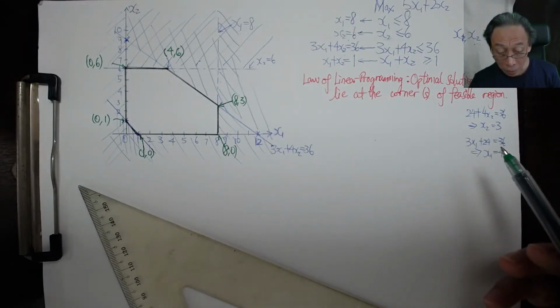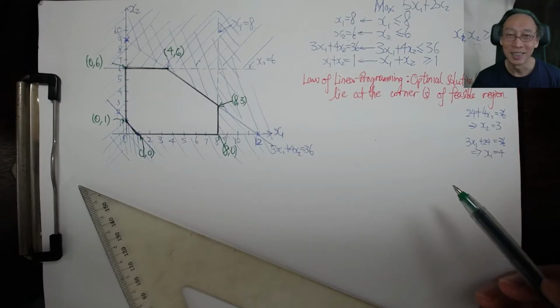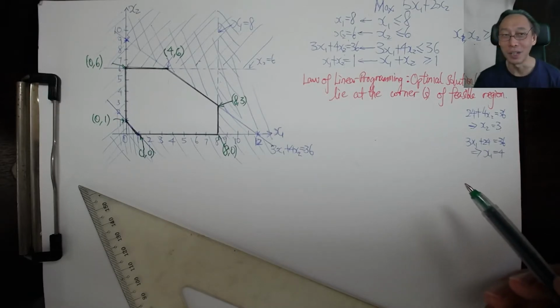corners. Now we have 6 corners. Which corner is the best? That is when our objective function comes in.